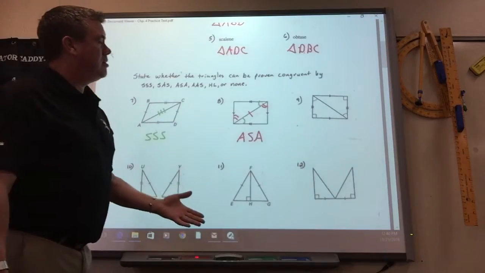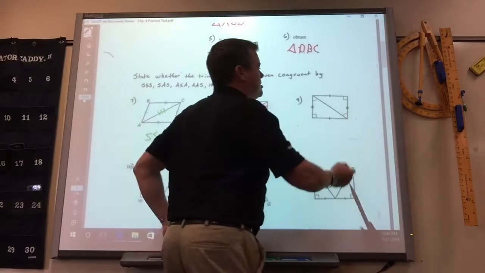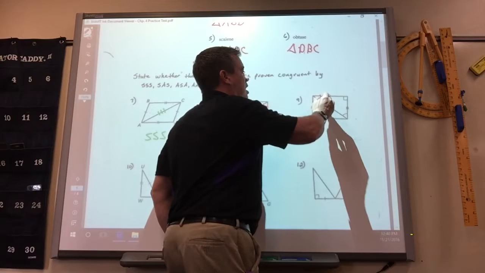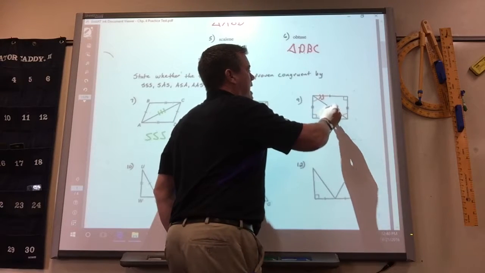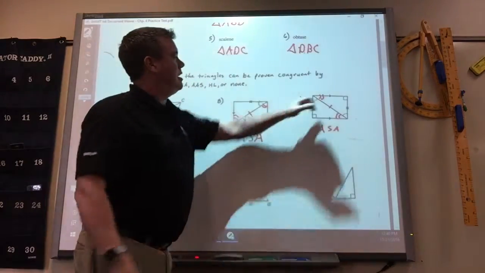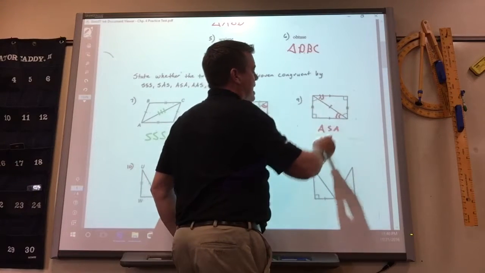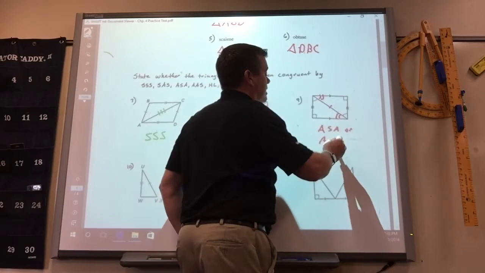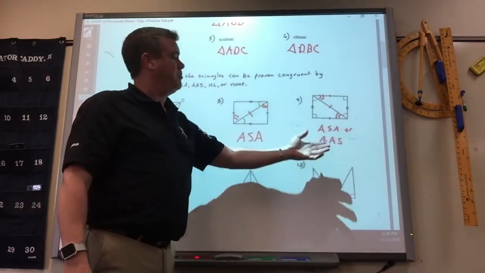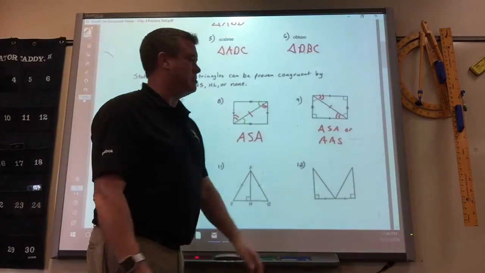This one is almost identical to this. It's got the parallel lines. They've already got marked right here that this equals that because they're alternate interior. Also, these are equal, and it's got a shared side. So, ASA works, angle, side, angle. But also, angle, angle, side works. You don't need to list them both. You just need one. But this one does have two you could choose from. And remember, angle, angle, side, you could write as side, angle, angle. It means the same thing.